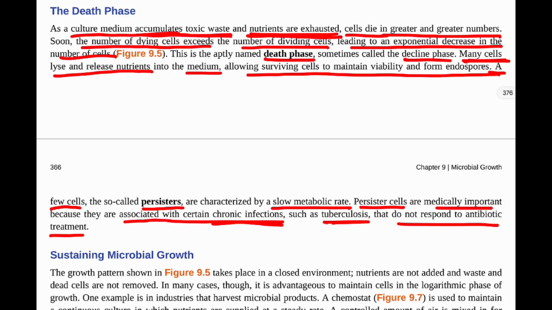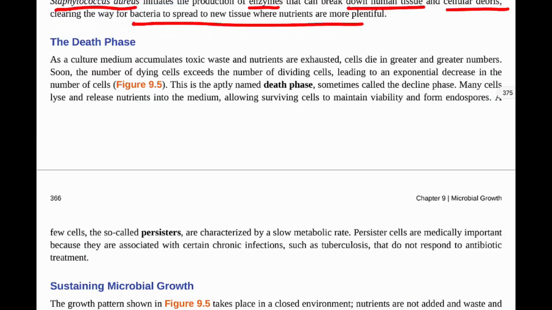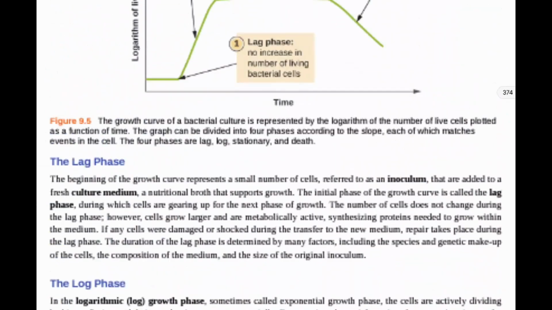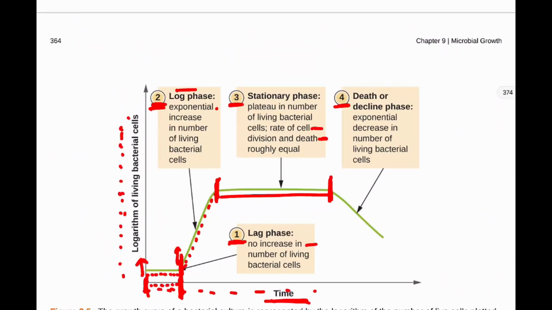All right, so let's go back up and just do our general overview of our graph here. So remember, this is our growth curve. When we're looking at a culture, a closed culture, we see our lag phase here. When we put our inoculum in new medium, it's getting used to it. We don't see an increase of number of living cells. Then we have our log phase, where we have an exponential increase going up here. Again, it's not linear, but it's exponential, or logarithmic, why it's called the log phase.